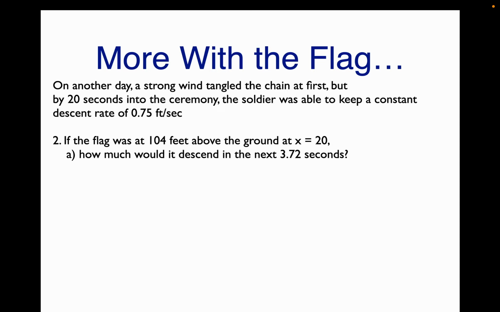3.72. This doesn't mean we're 3.72 seconds into the ceremony. It's the next 3.72 seconds, but it doesn't matter. This is during this time when it's lowering at this rate. For 3.72 seconds, we're lowering it at this 0.75 meters per second rate. So how much would it descend? Negative 0.75 times 3.72. Right? That's it. We don't need to know that it was 104 meters above the ground or 20 seconds to answer this question. It just wants that delta y.